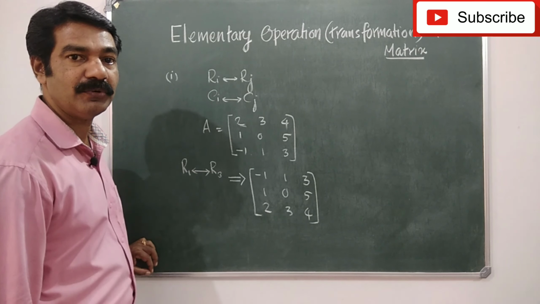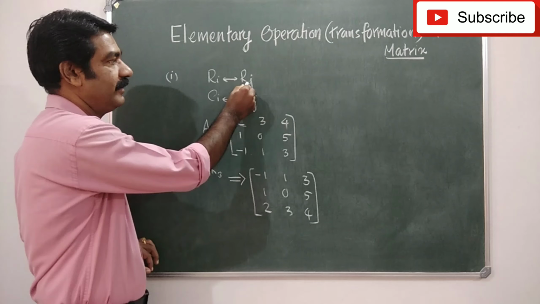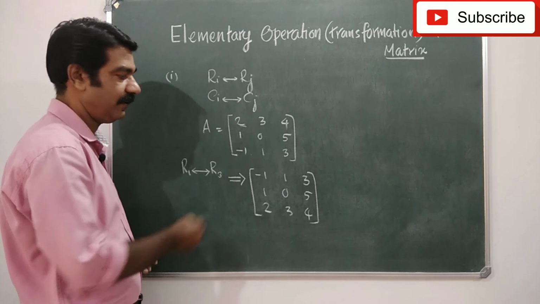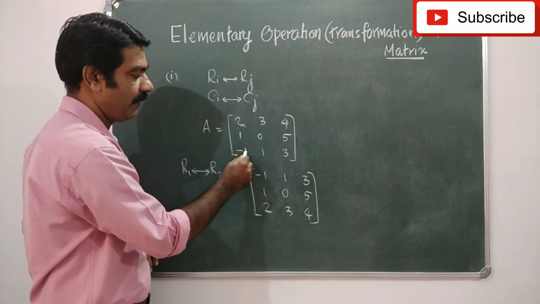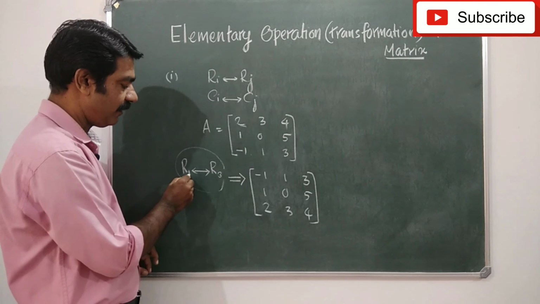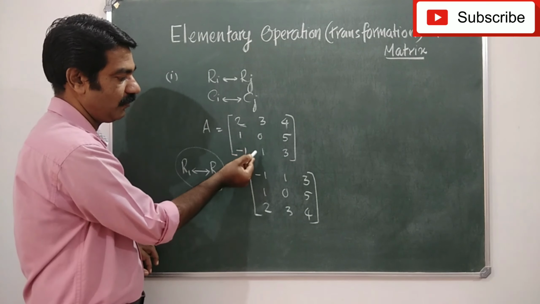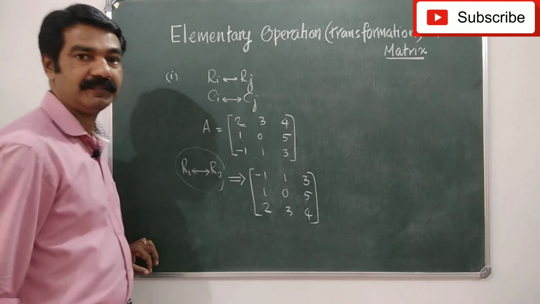Interchanging any two rows or any two columns. Symbolically we can write Ri interchange Rj, Ci interchange Cj. In this example, A is equal to 2, 3, 4, 1, 0, 5, minus 1, 1, 3. We are applying an operation R1 interchange R3. So R3 becomes R1 and R1 becomes R3, giving a new matrix.